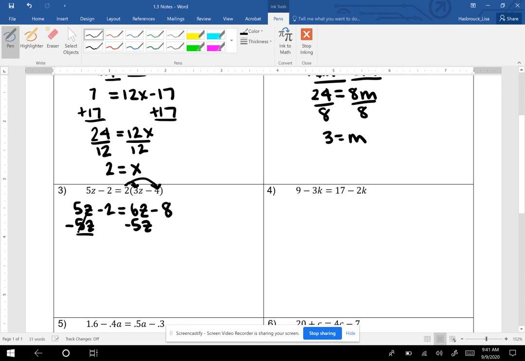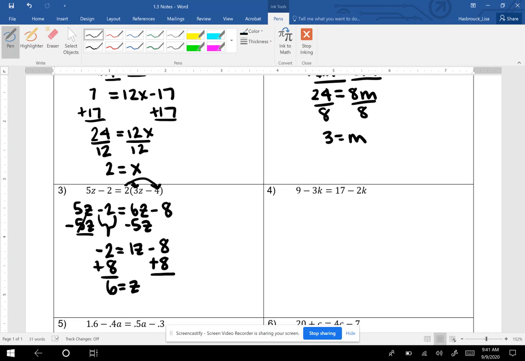5z minus 5z cancels out. I bring down the entire value here, which is a negative 2, equals 6z minus 5z gives us 1z left, and I bring down the minus 8. Now to get z alone, I need to move that minus 8. I do the opposite, so I add 8 to each side. Negative 2 plus 8 is 6, equals 1 times z is the same as just z, so you can write it without the 1, and notice we're done.